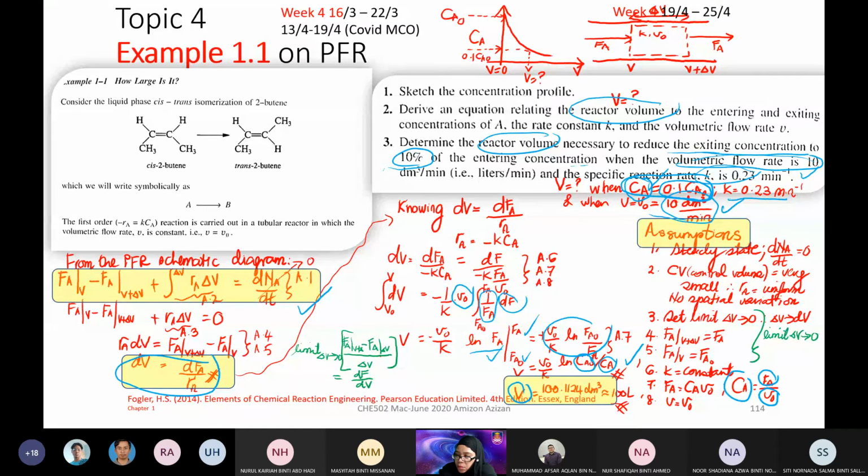Right. Very good, excellent. It's just very simple mathematics. So simply substitute 0.1 CA0, then you can cancel out. So 1 over 0.1, right?